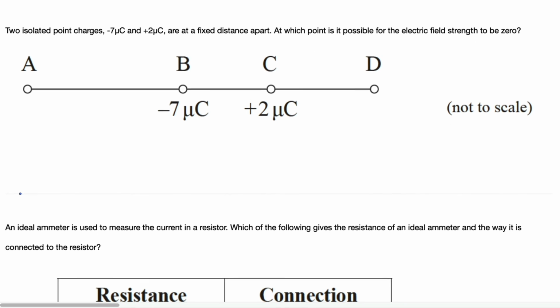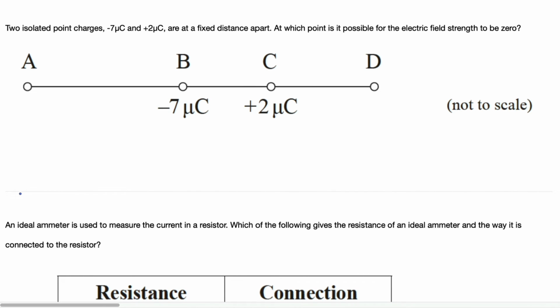Two isolated point charges, -7 microcoulomb and +2 microcoulomb, are at a fixed distance apart. At which point is it possible for the electric field strength to be 0? So the first thing we need to know is that electric fields of a negative charge radiate inward, and electric fields of a positive charge radiate outward, right?